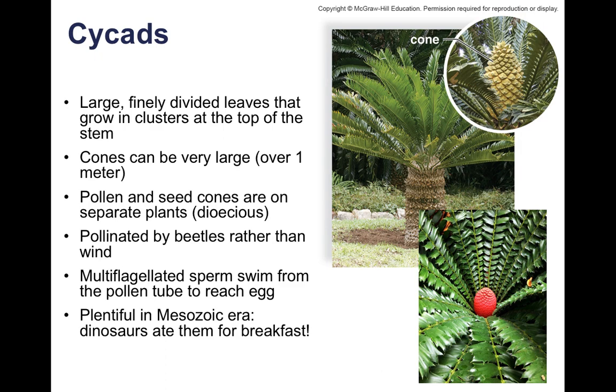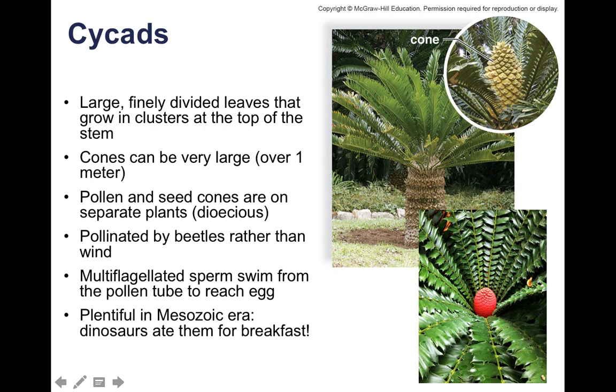They can really vary in size. Some of them are really small. You can have them as houseplants. Others are quite large. They could be maybe 15 feet across or so. Cycads have these finely divided leaves that grow in clusters at the top of a stem. And then they have cones on them. Some of these cones can be over 1 meter long.